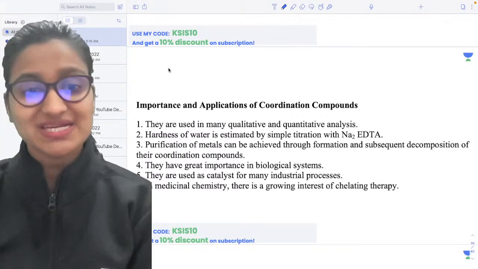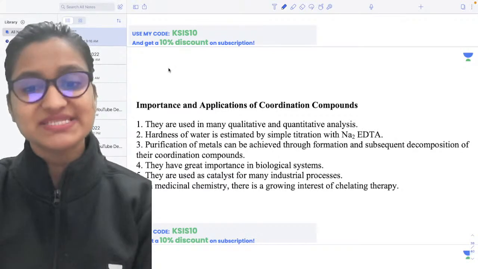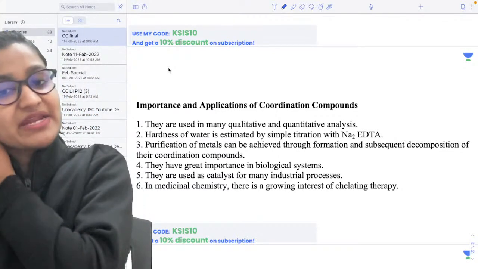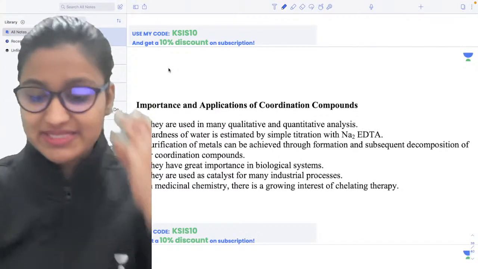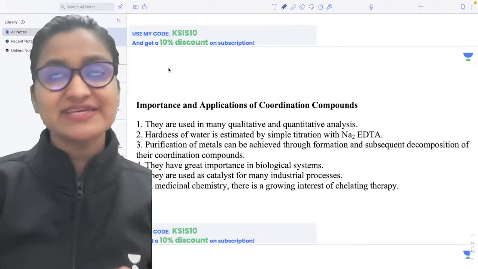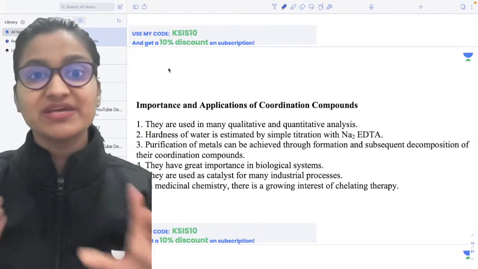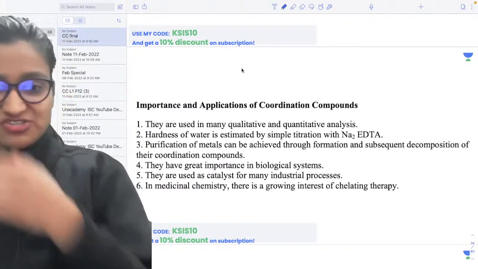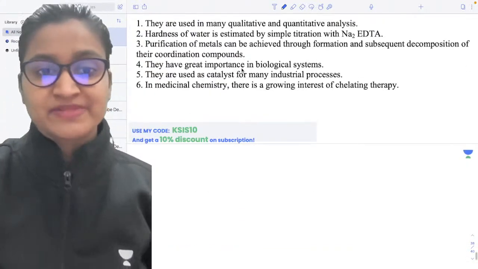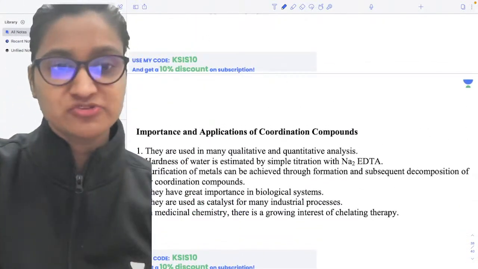That's your catalyst, right? And in medicinal industries, chelating therapy. Chelating ligands, we haven't covered that, right? Chelating ligands are those ligands which form a ring. They are simply chelating ligands. Okay. So yes, that is it about your chapter.